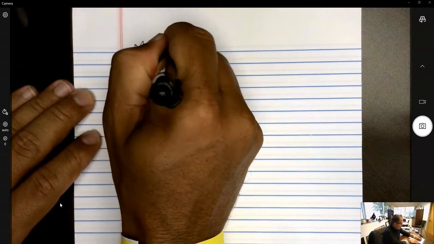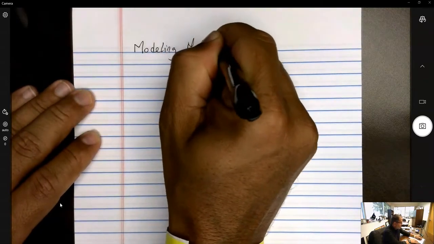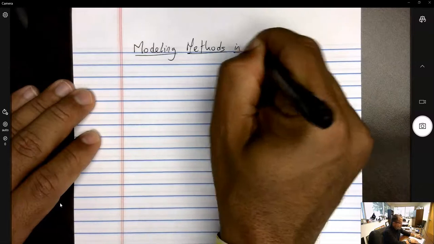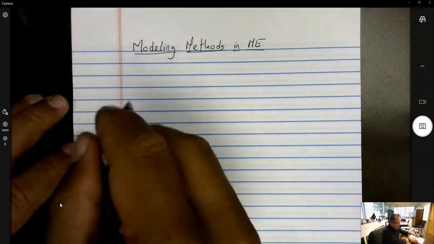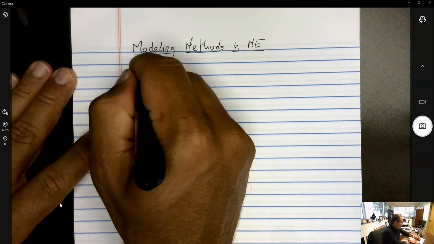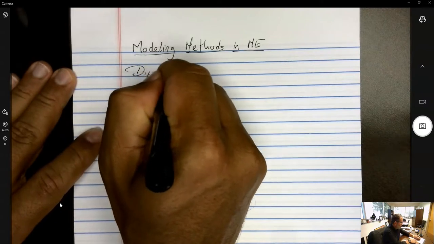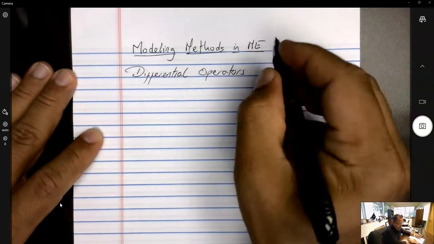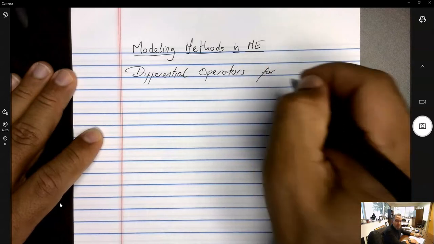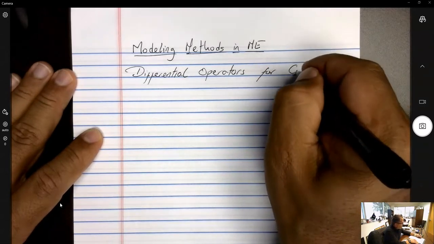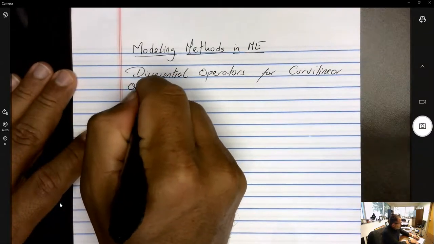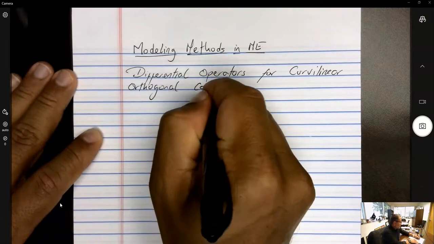So again, this is modeling methods in ME, and we are going to talk about differential operators for curvilinear orthogonal coordinate systems.